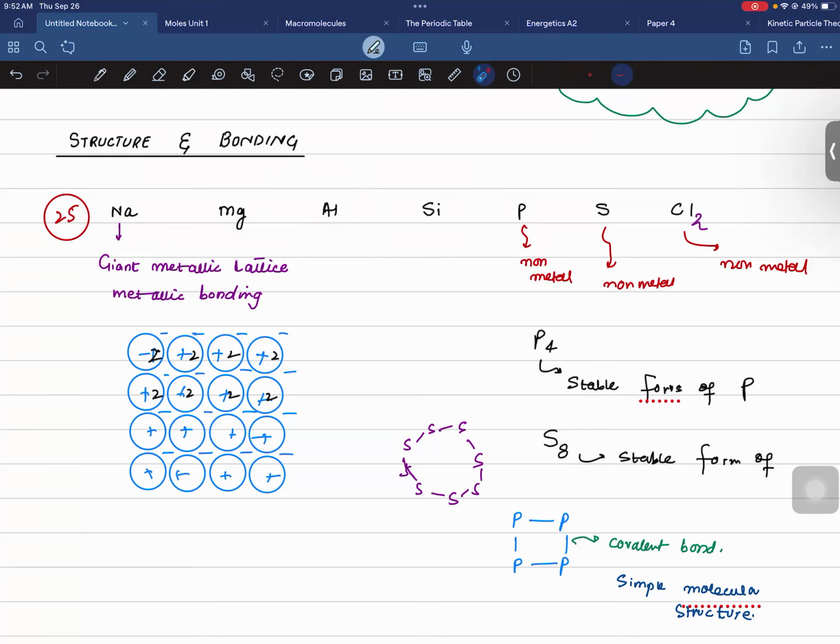Now you can have an idea that if you are going to compare sodium and magnesium, can you tell me which one has the higher melting point and which one has the lower melting point? Why does magnesium have a higher melting and boiling point?